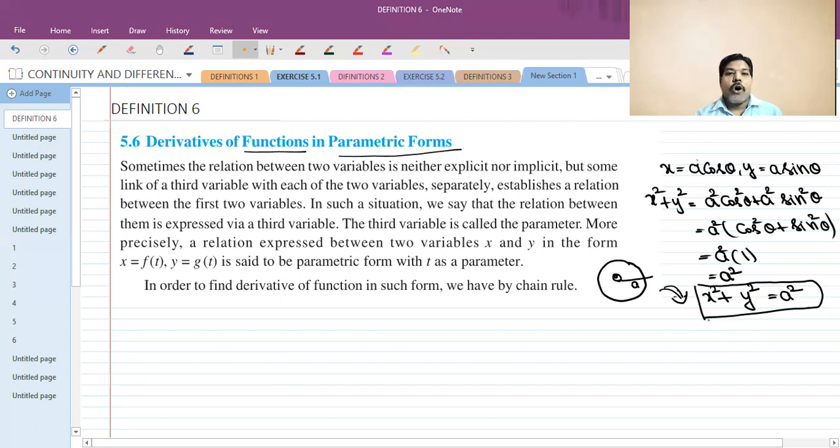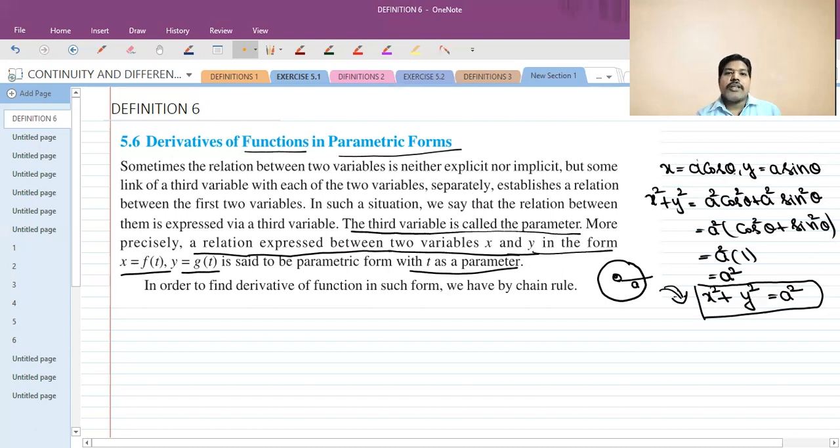That means this is the point that represents all the points on the circle. So there is a relation between x and y. See this one, that is the third variable, theta. Theta is called the parameter. More precisely, a relation is expressed between the two variables x and y in the form x is equal to f of t and y is equal to g of t, where t is the parameter. For example, here x is equal to f of theta and y is equal to g of theta.